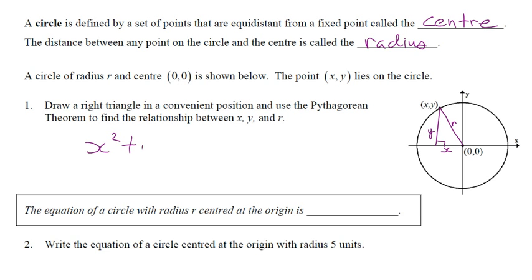x squared plus y squared equals r squared. The equation of a circle with radius r centered at the origin is just that: x squared plus y squared equals r squared.